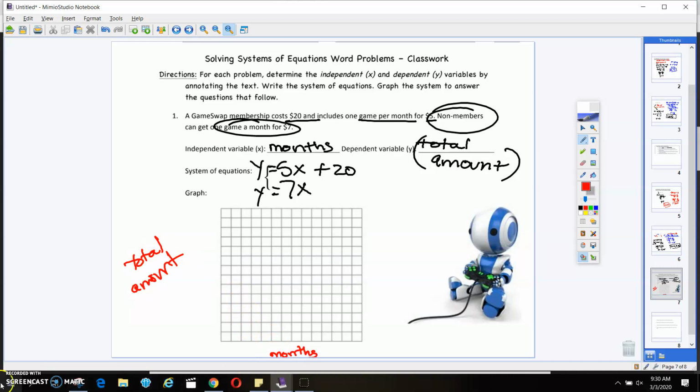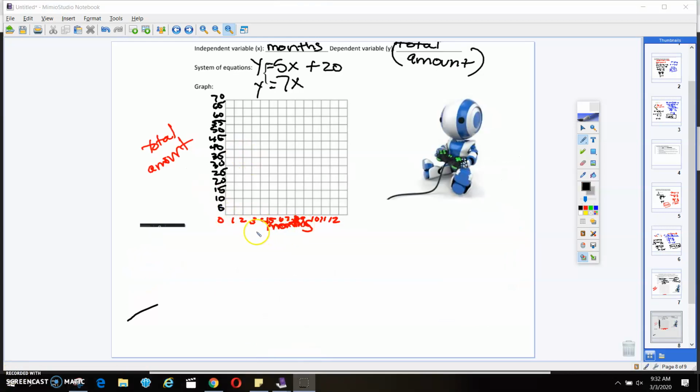Okay? I'm going to pause. I labeled the sides. That's going to be months on the bottom and total amount on the side. I went up by 5s because it's just going to be easier and neater to see. So we're going to graph this first equation. The first equation, you're going to start at 20, and then it goes up by 5 each time, right? Yeah. So it's going to look like this.